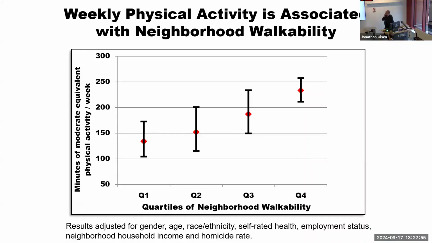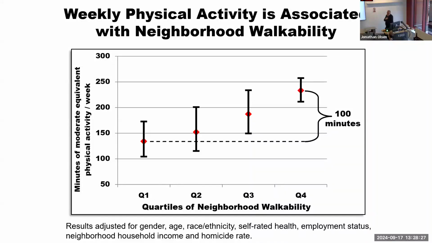And so what I've plotted here is across the x-axis the quartiles of neighborhood walkability, and then the minutes of moderate equivalent physical activity per week. The red dots are the point estimates, and the brackets, the 95% confidence intervals. These are the model predicted mean estimates. So you can see this sort of stepwise upslope. As walkability increases, physical activity increases significantly.